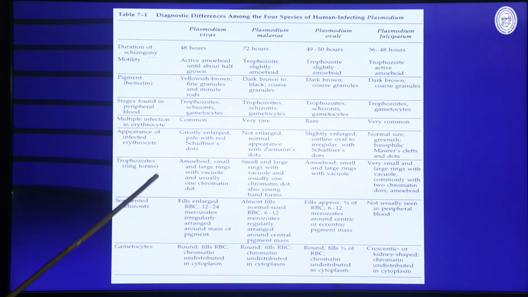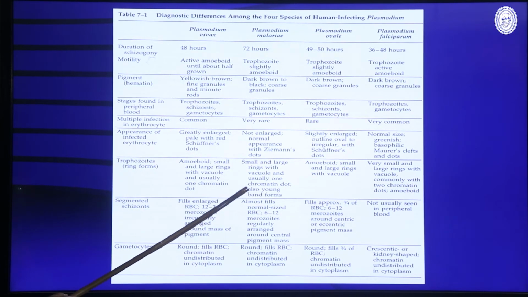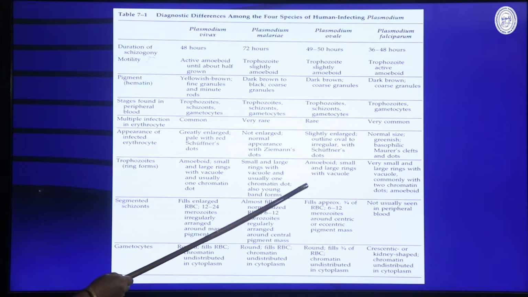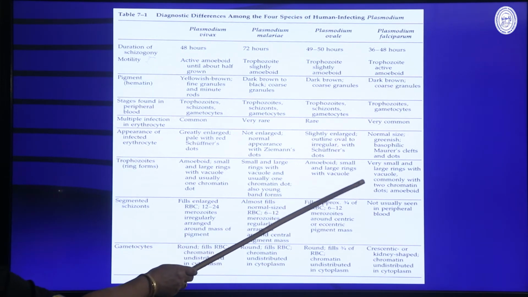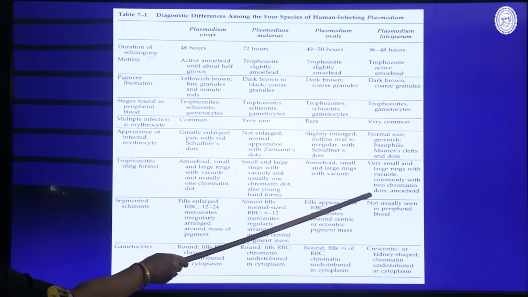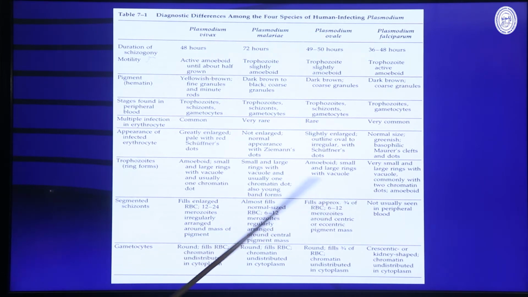Now, in the case of vivax, we can find the amoeboid phase, Schuffner's dots, and the ring stage, and these things are not much common in Plasmodium malariae as well as in Plasmodium ovale. But very small and large rings of vacuoles with 2 chromatin dots are very common in the case of Plasmodium falciparum.